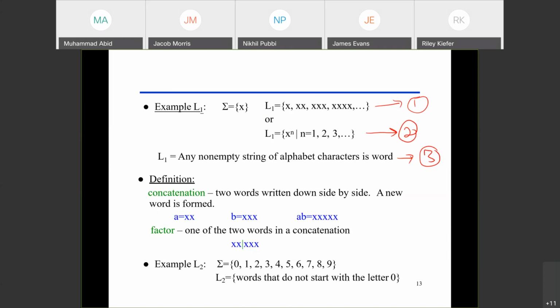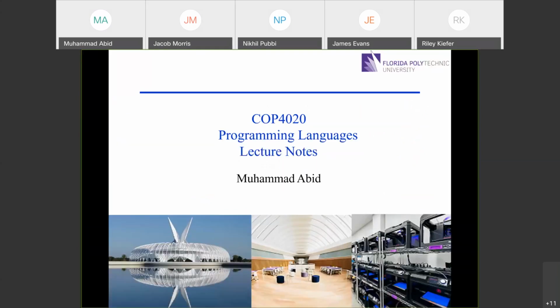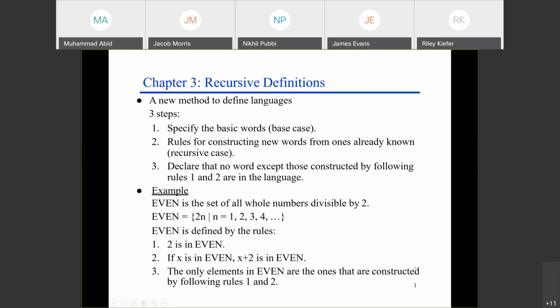We need some more compact way, a more concise way, a more efficient way. So now we will define the language in another way, which we will see today. That is called the recursive way of definition. Okay, so this is recursive definition.